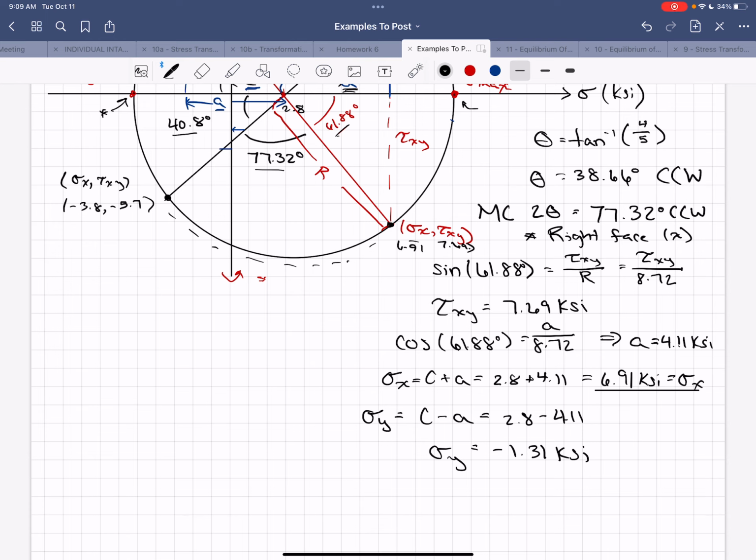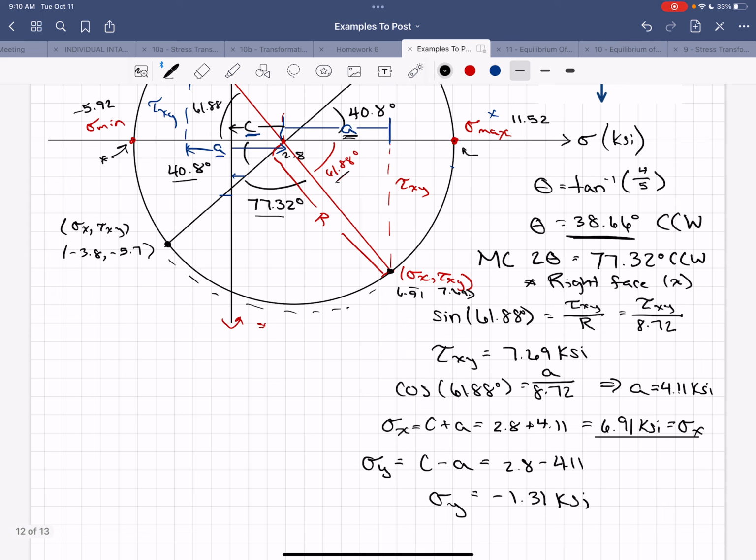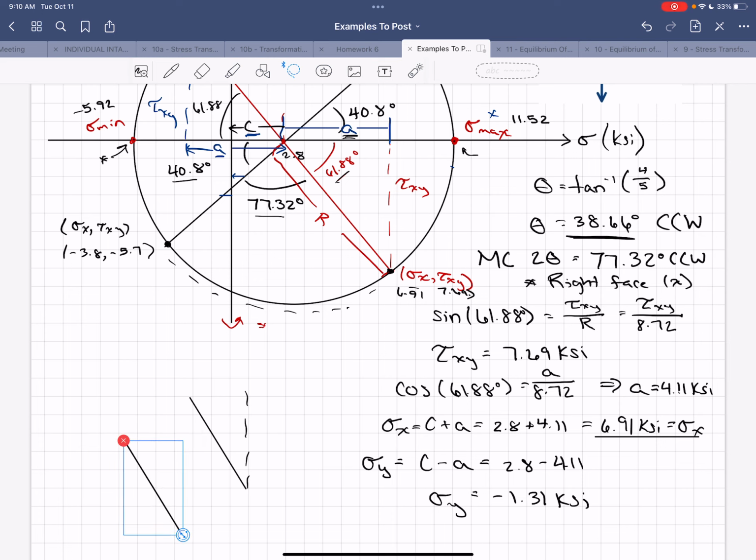So, last step is to draw this. We need to go 38.66 degrees counterclockwise. So we draw our original X face. Then we rotate that 38.66 degrees counterclockwise. Draw the rest of the block. This is 38.66 degrees. Okay, now we have to get the orientations.